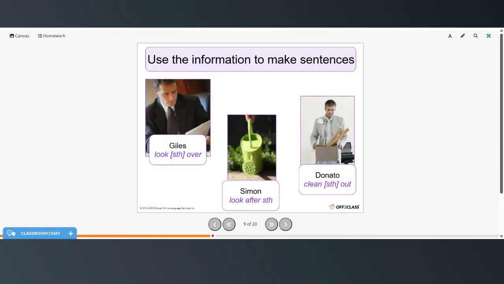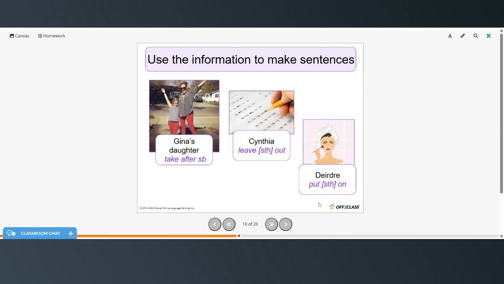You can use the information, the pictures here, to make some sentences. Again, feel free to write your sentences in the comments, and I will be glad to give you some feedback, or you can generate some discussion with the other students. Here are a few more. Again, you can share your sentences in the comments.